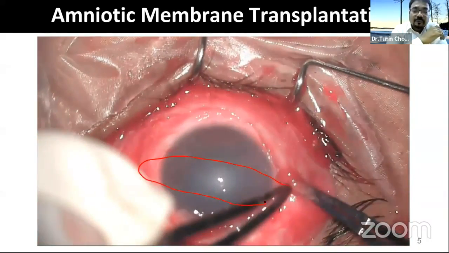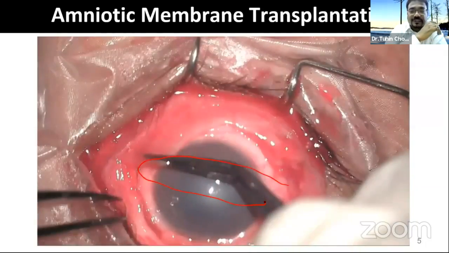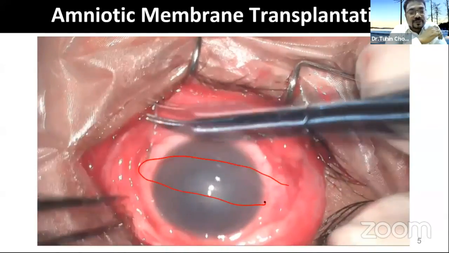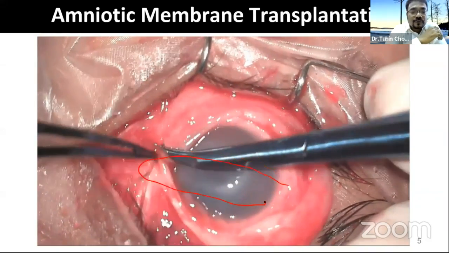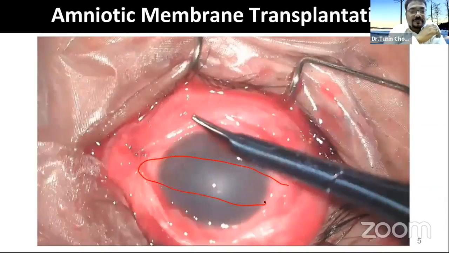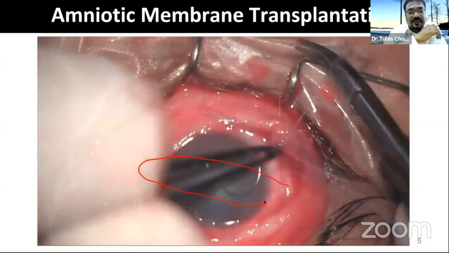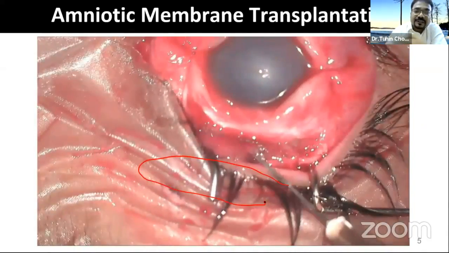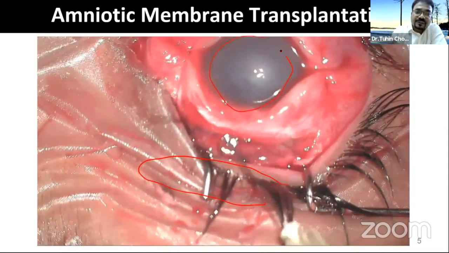Now we can close the dissected conjunctiva using 6-0 Vicryl sutures. Sometimes even after putting the fibrin glue, you can see that the amniotic membrane may be displaced. So some surgeons put a circumferential corneal suture also in these cases.